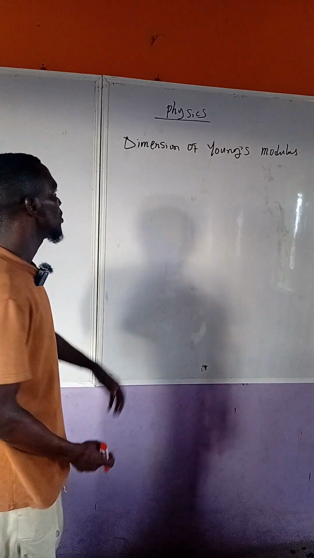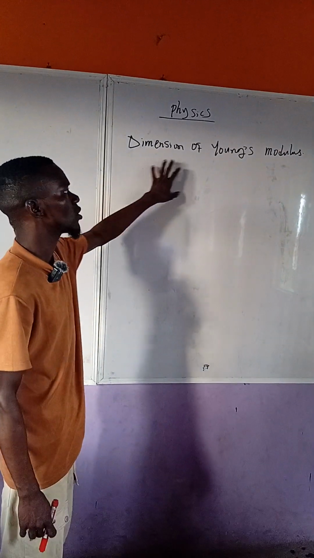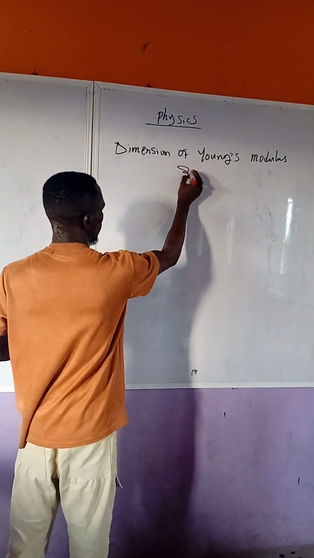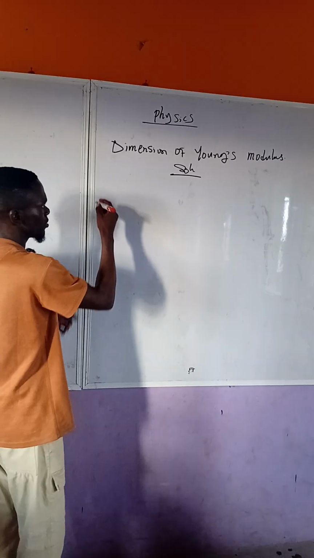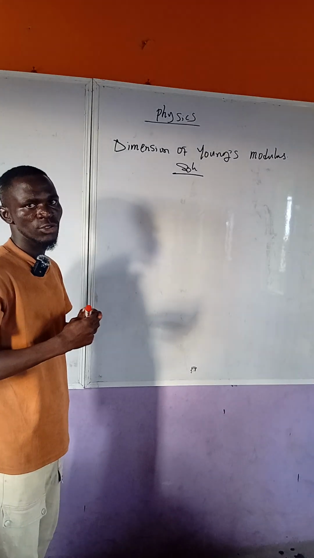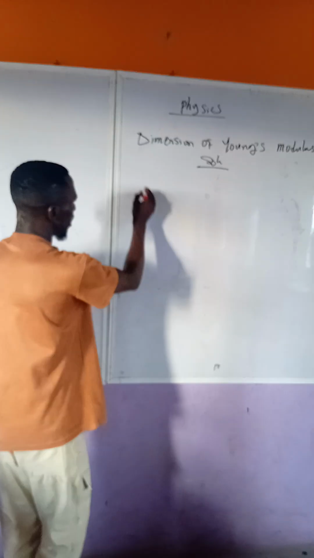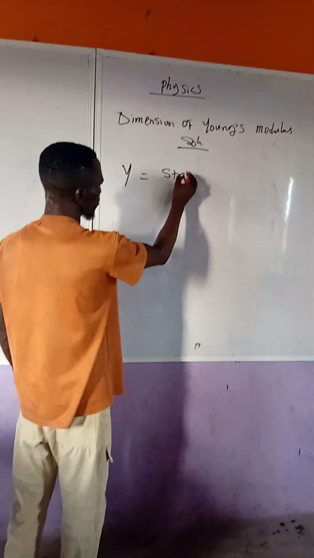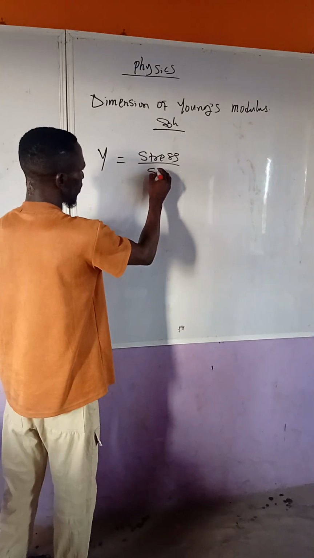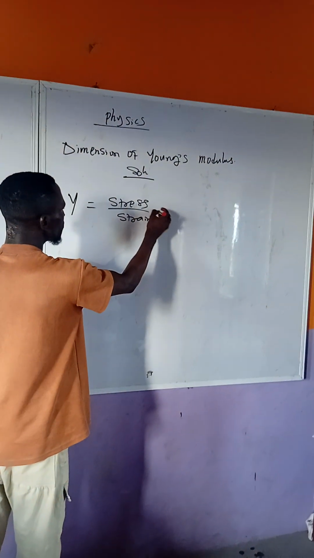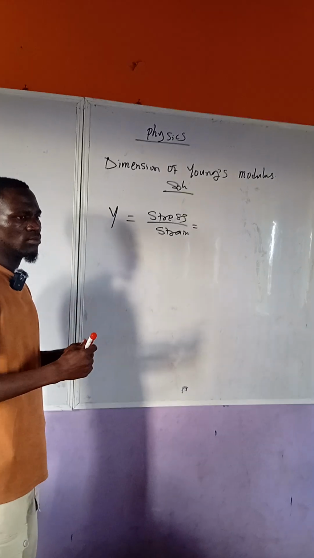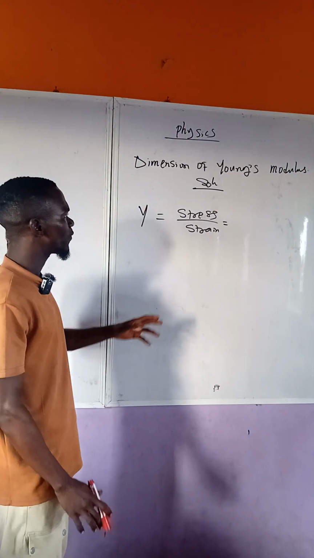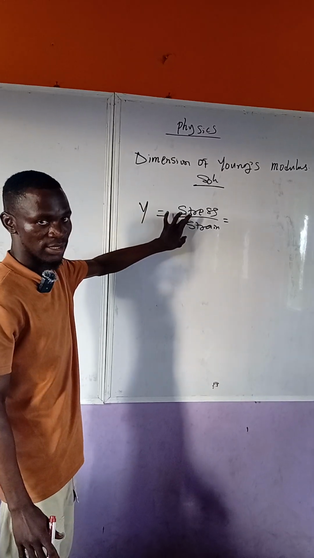And welcome viewers. Now we have to derive the dimensions of Young modulus, right? Always remember that we can use Y to represent Young modulus, we also use E to represent it. So let's say we are using Y to represent Young modulus, equals stress over strain. When talking about dimensions, we're talking about the dimensional analysis of this formula that is here.